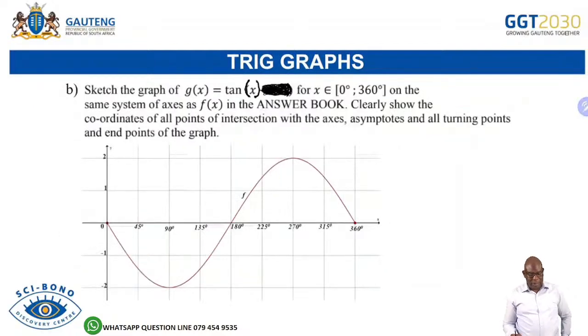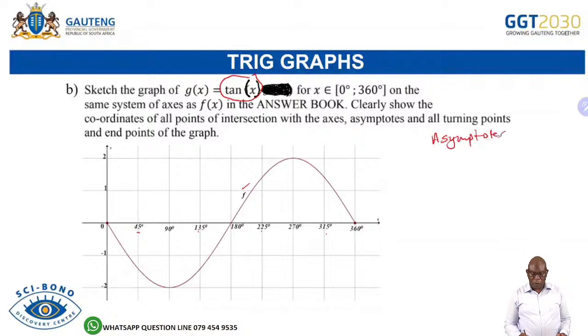B says sketch the graph of g of x. Now this one is f of x. We need a graph of g of x, and I'm given an equation tan of x. And you can see I'm given 45 here and 135 and 225 and there. So meaning that with the tangent, you use the 45. It's much easier to draw it with the 45. First with the tan graph, what do I know? I know what I call the asymptotes.